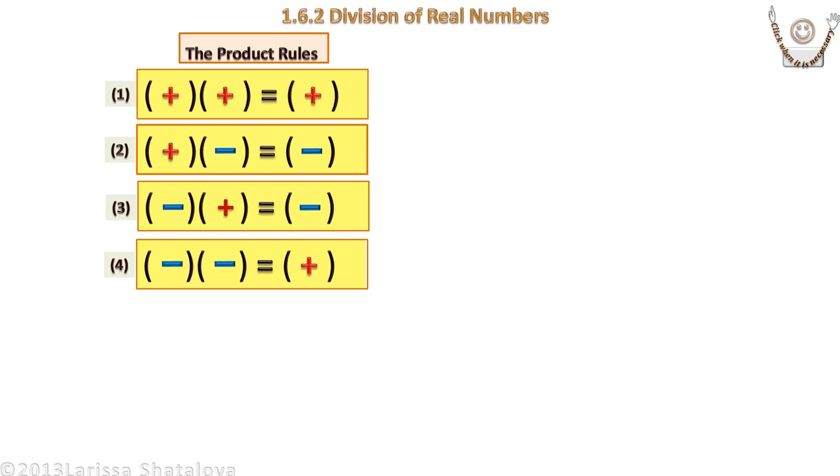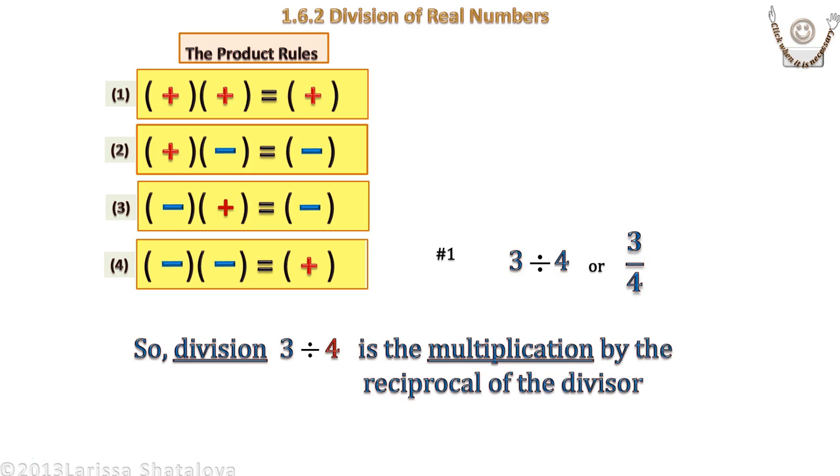Now, look into example number 1. 3 divided by 4, or we can show 3/4. Now, look at this 3/4. Division, 3 divided by 4, is multiplication by the reciprocal of the divisor, because we had to divide by 4. So 4 over 1, and the reciprocal would be 1 over 4. So we are just multiplying by the reciprocal of the divisor. So the rules would be exactly the same, because it's just another type of multiplication.